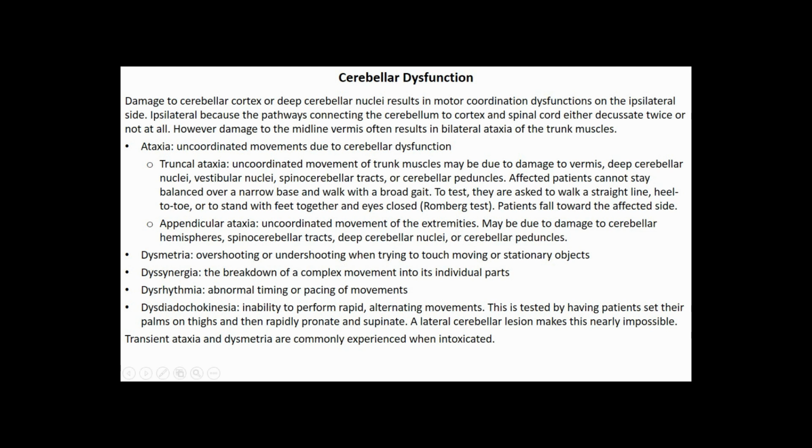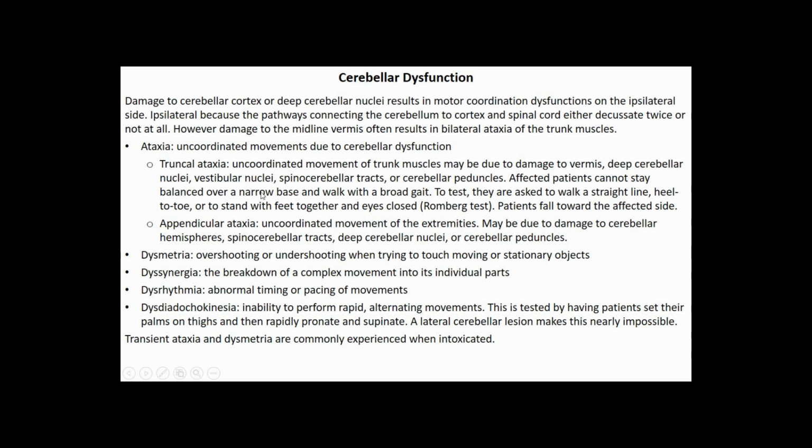Now, if we have damage to the midline vermis, the very close midline trunk structures that are going to project to both vestibular nuclei, then we're going to have bilateral ataxia, or uncoordinated motion of the limbs, particularly the trunk muscles on both sides. And that is what ataxia is. It's an uncoordinated movement caused by problems with the cerebellum. It can affect the trunk, and you can see here, it makes sense that the trunk would be primarily affected by things coming from the vermis, or the flocculonodular lobe, the deep cerebellar nuclei, the vestibular nuclei, things like that.